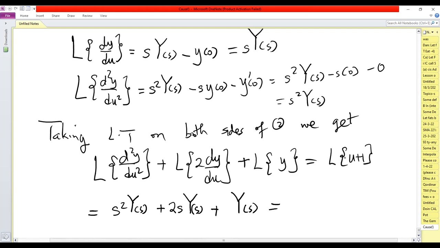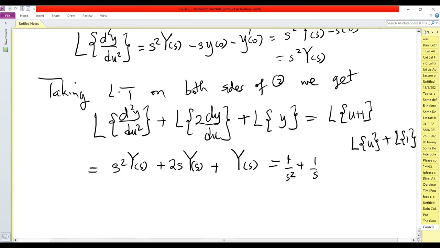Now the Laplace transform of this sum is simply the same as the Laplace transform of u plus the Laplace transform of 1, and the Laplace transform of u is the same as 1 over s squared, and the Laplace transform of 1 is the same as 1 over s.